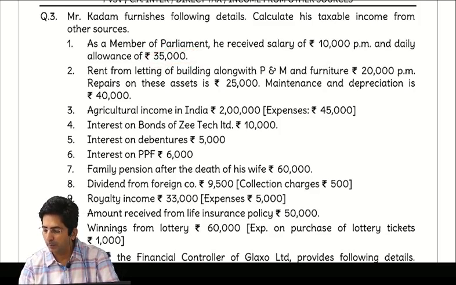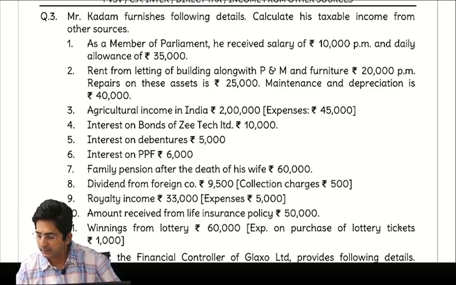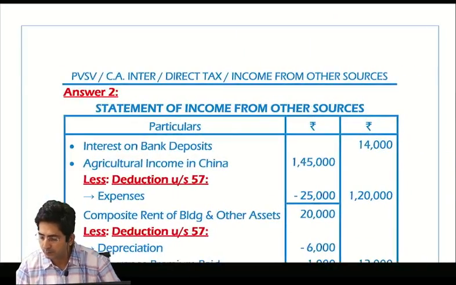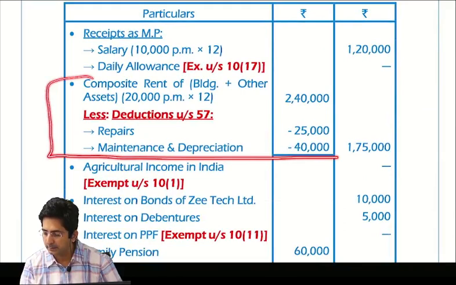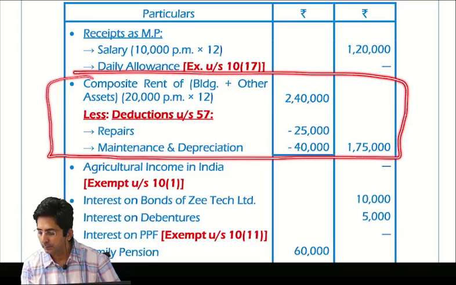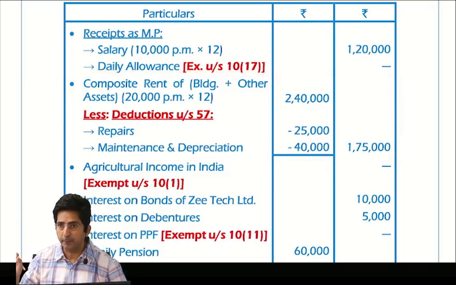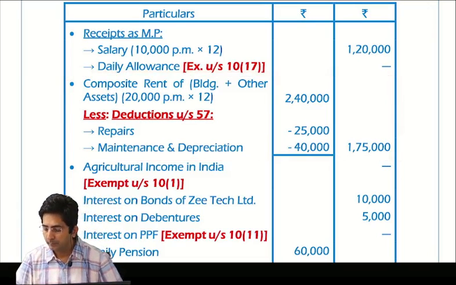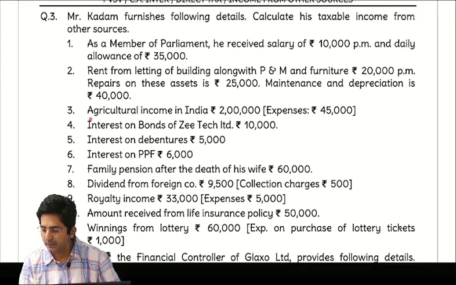Then rent from letting out building along with plant and machinery. Now building plus other asset, composite rent. So just check the presentation of this. Wait, this is question number 3. So first you will see this, you should have done like this. Composite rent, inner column 2,40,000, less deduction under section 57. See how I have done. Wherever I am using red pen, you also use red pen. Then repairs, maintenance, depreciation, these are the expenses. Outer column 1,75,000. Okay. Then next point was agriculture income in India.